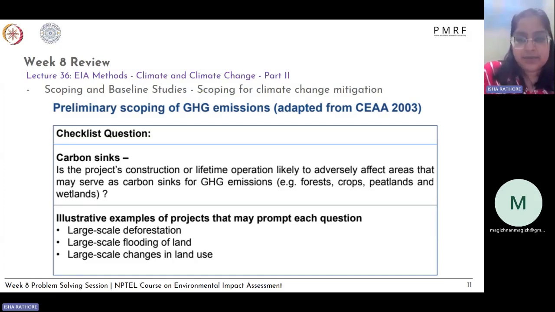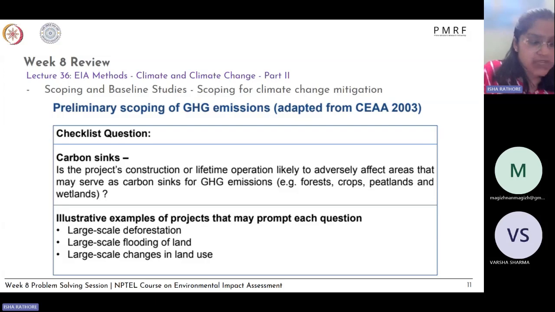Now, carbon sinks can be, for example, forests, crops, peatlands, and wetlands. So, if your project leads to large scale deforestation or large scale flooding of land or large scale changes in land use, these are projects which are going to have an adverse effect in terms of reducing the carbon sink areas which are available for greenhouse gas emissions absorption. So, putting these kinds of questions and measuring them in the correct matrix can help you.